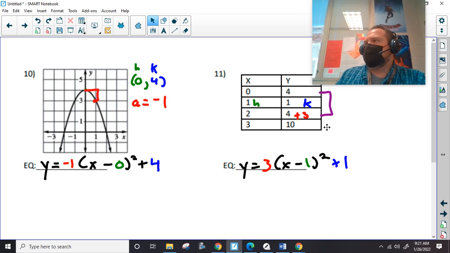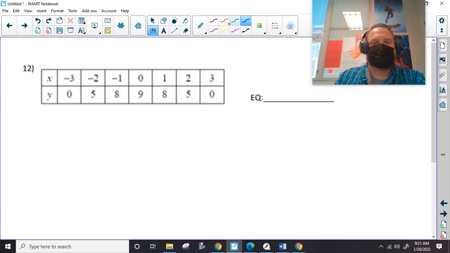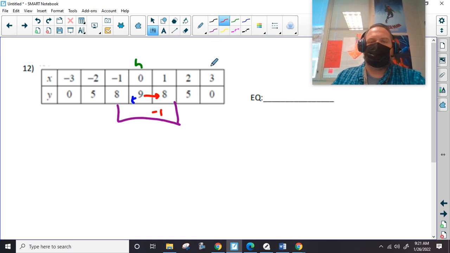We go with 10 and 11. Okay. Number 12. Where do they start repeating? Right here. That's my H. This is my K. It's a weird looking K. And to get from 9 to 8, I subtract 1. All right.